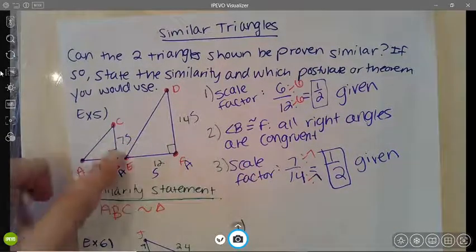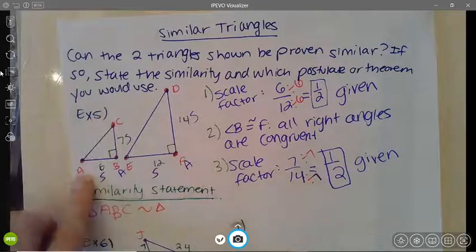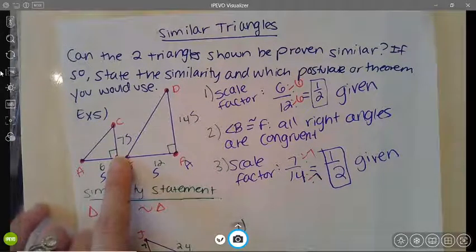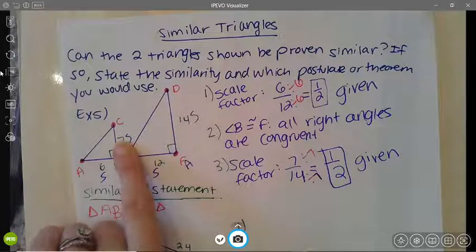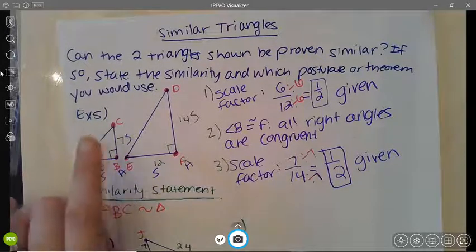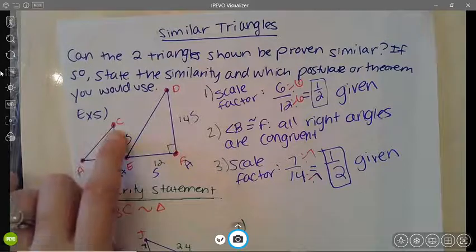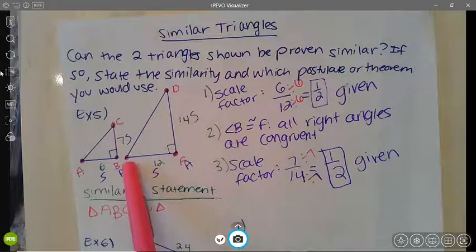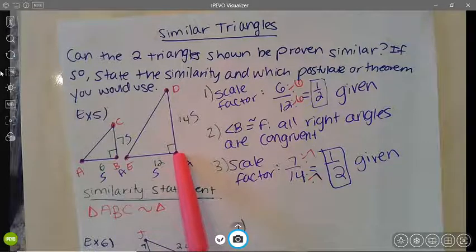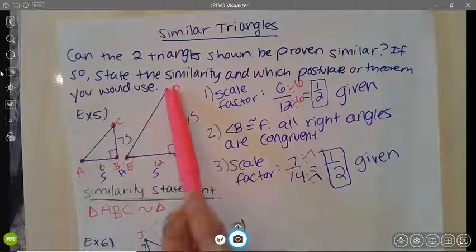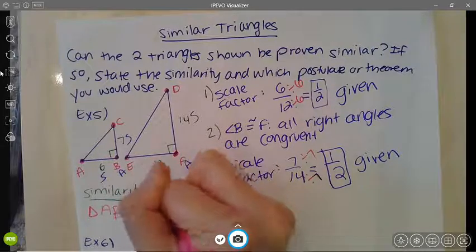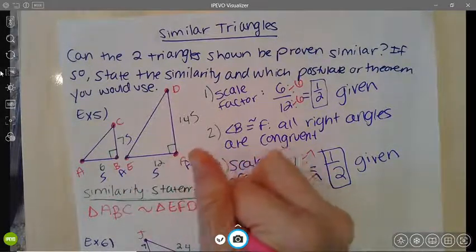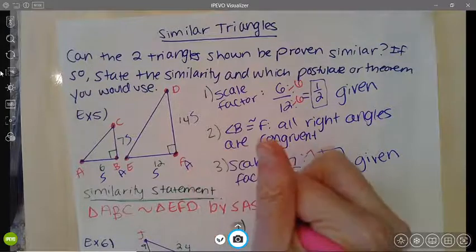Okay, so when I trace my triangle ABC, I have my smallest side, then the right angle, and then my bigger side given to me. So small side, right angle, then big side. So I need to make sure I do this triangle in the same way. If I go from my small side to the right angle to my large side, that would be EFD. So triangle EFD, and they are similar by SAS similarity.